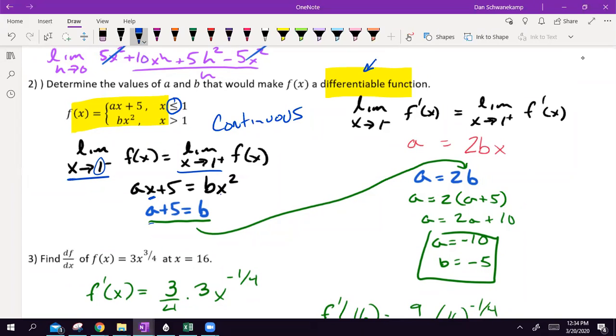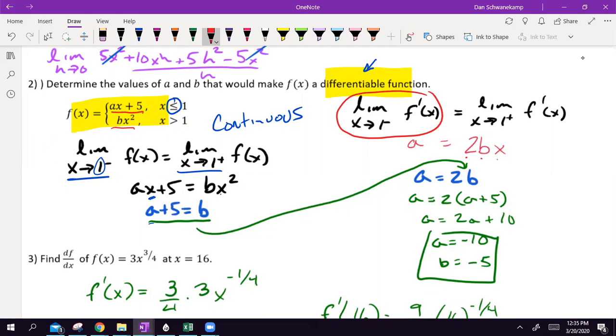In order to be differentiable, the derivatives need to be approaching the same value as well. So to find that, we did the limit as x approaches 1 from the left of the derivative. So I had to take the derivative of ax plus 5. A is a constant. So if I asked you what was the derivative of 2x, the derivative of 2x would be 2. So the derivative of ax would just be a. The derivative of 5 goes away. And then we're taking the limit on the right side, so bx squared. If I said what was the derivative of 3x squared, you would say it is 2 times 3x. So it is 2 times bx when I take that derivative.